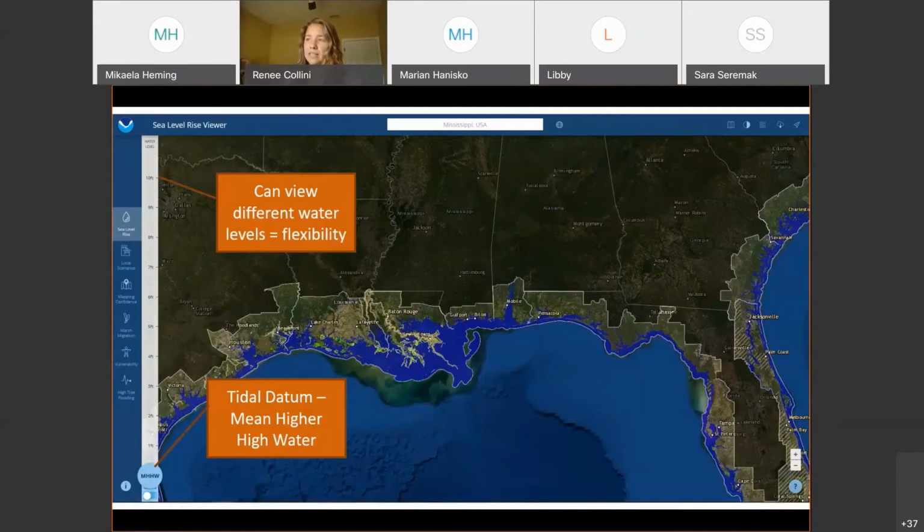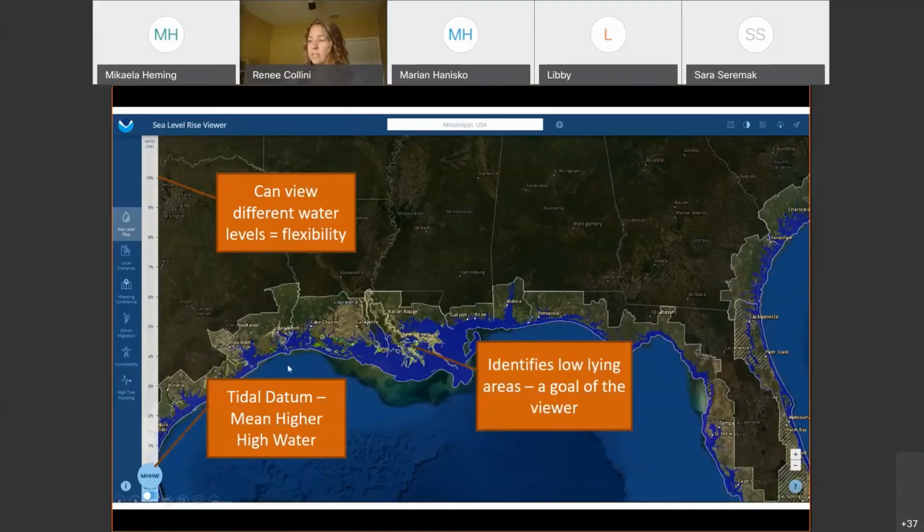Another thing is that it has 10 different feet. Again, this does not mean that they're projecting that you're definitely going to have 10 feet of sea level rise across this entire coastline. It's giving you flexibility. So if you find, say, a planning range, where you want to look at 3 feet of sea level rise over the next 30 years, you can go and change this to 3 feet and see what high tide may look like.